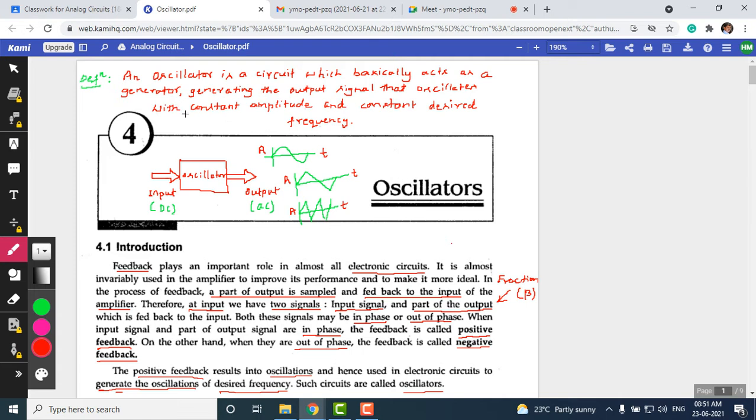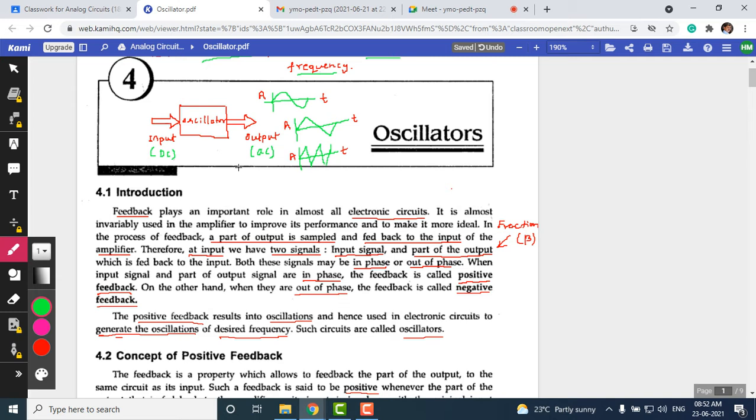A simple definition: an oscillator is a circuit which basically acts as a generator. It is a generator because it generates an output signal which is oscillations. The oscillations produced from the oscillator circuit have constant amplitude and constant desired frequency. The frequency of our interest can be designed from the oscillator circuit here. However, the amplitude is kept constant. This is the definition for the oscillator circuit.